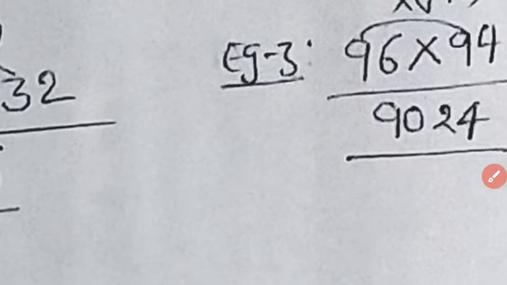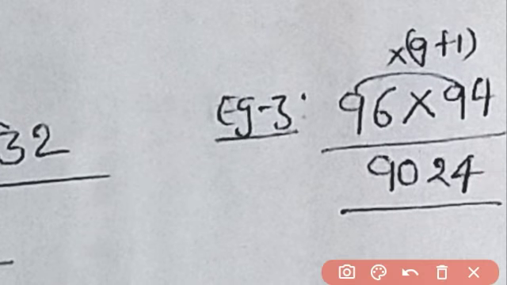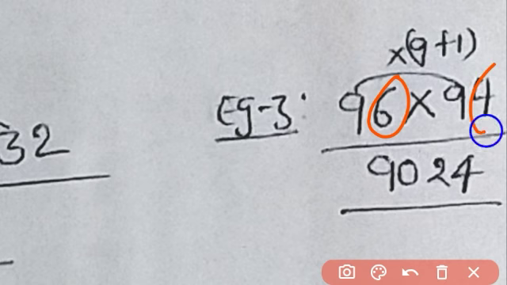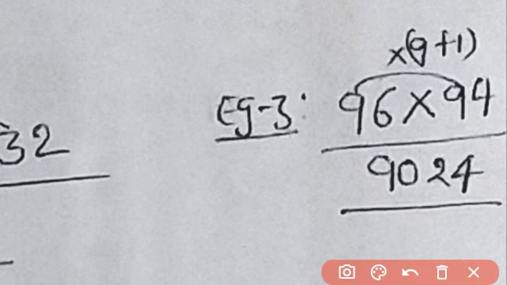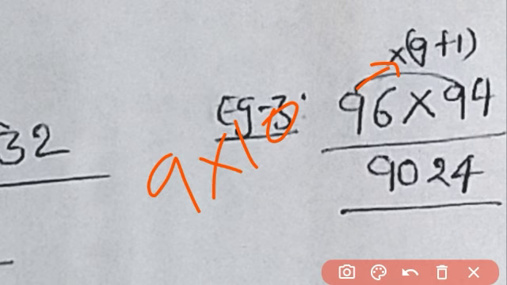Next example, 6 plus 4 is 10. 6 into 4, 24. And you have to multiply 9 with the next number, that is 9 into 10, 90. Here is 90.